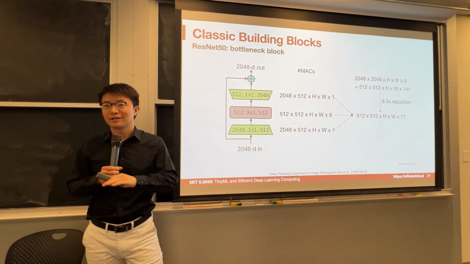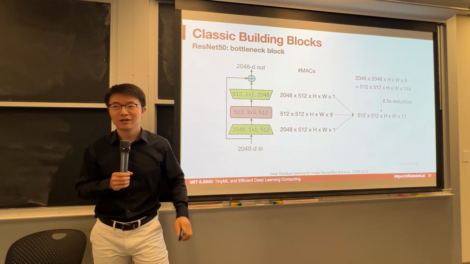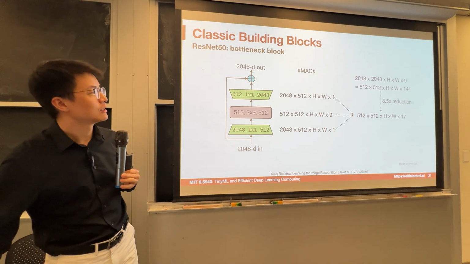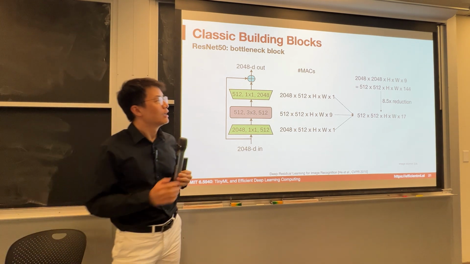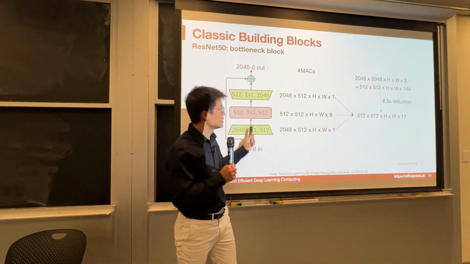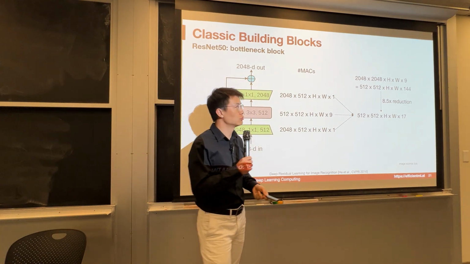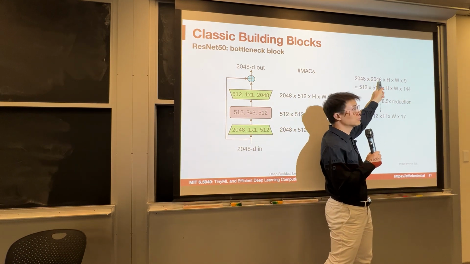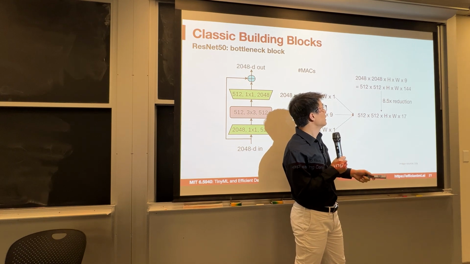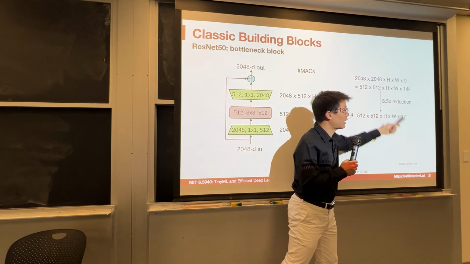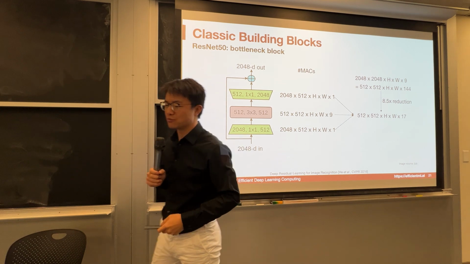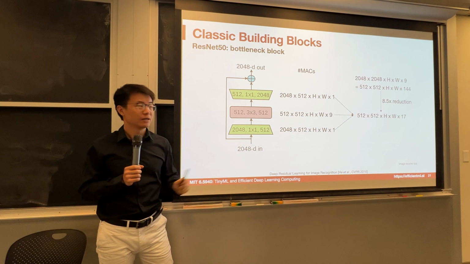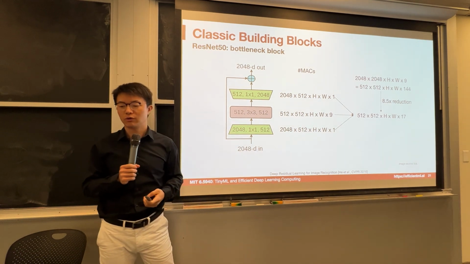Compared with just using a naive design, just one 3x3 convolution, what is the number of MACs in that way? So imagine if the input and output channels are both 2K, then the total amount of compute will be 9 by 2K by 2K, H and W, right? Which is actually 8.5 times larger than using this kind of bottleneck design. Bottleneck means the middle channel is smaller.